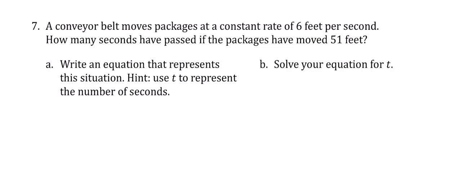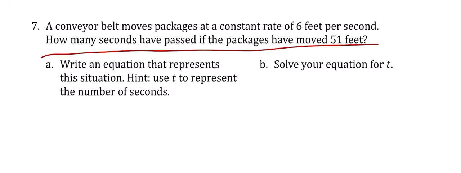And what we are trying to do here is come up with equations to solve for a missing variable. So hopefully you've read the question, and we know that t is the number of seconds that have passed. So what we know is that every time a second passes, the conveyor belt moves 6 feet. So it's 6 times t that represents the distance that the conveyor belt moves after t seconds.